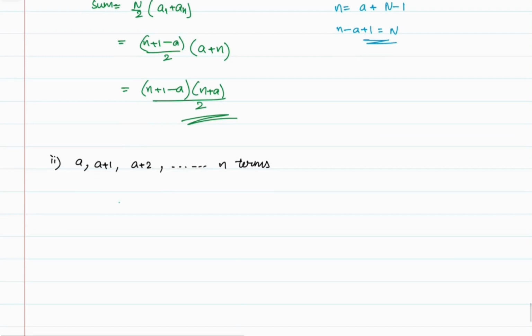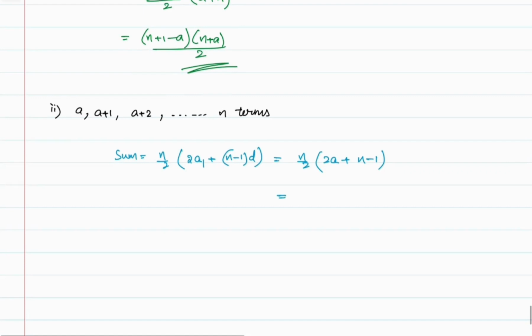Now in this case, the sum will become number of terms by 2 into 2 times a1 plus n minus 1 into the common difference, which will be equal to n by 2 into the first term a, so this will be 2a plus, since the common difference is equal to 1, we will have n minus 1. So this will become n into 2a minus 1 plus n by 2.